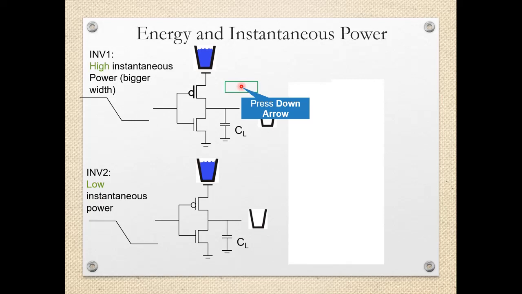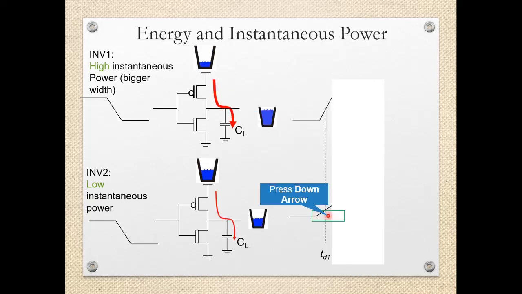Look at this small animation over here. CL is the same, and the supply or source is also the same. Only in the first circuit, the width of the MOSFET is quite bigger compared to the second one. Now you can see the waveforms also. At time TD1, the charge stored across this CL in the first case is quite high, whereas in the second case it is almost half of that.